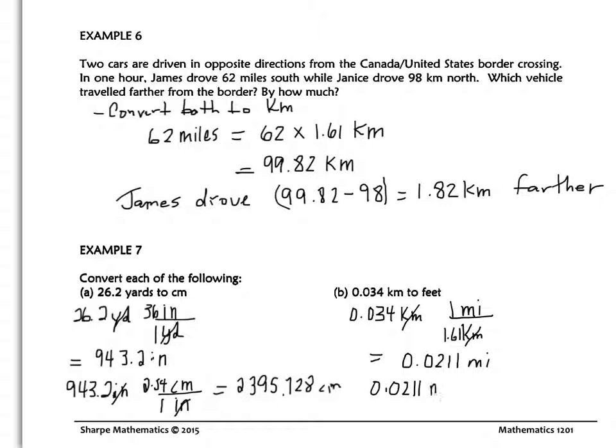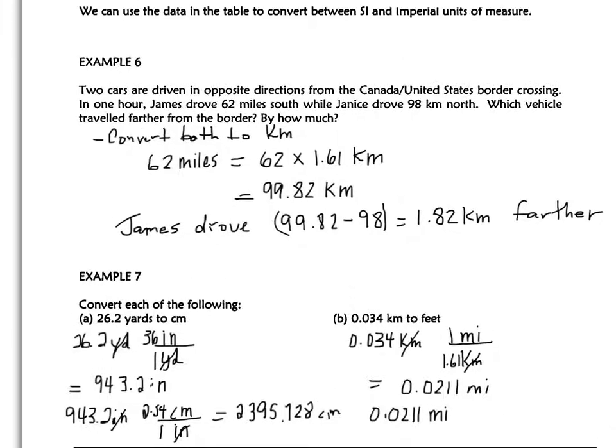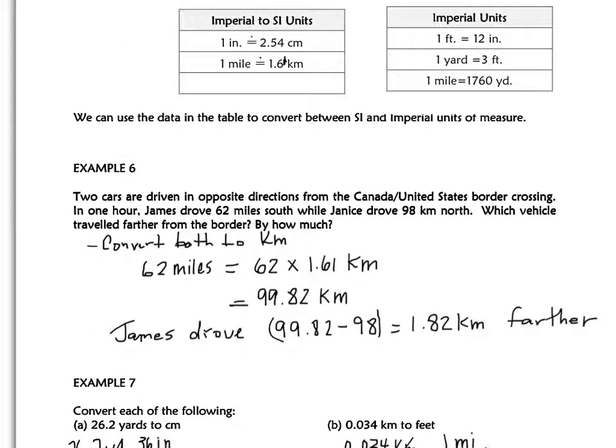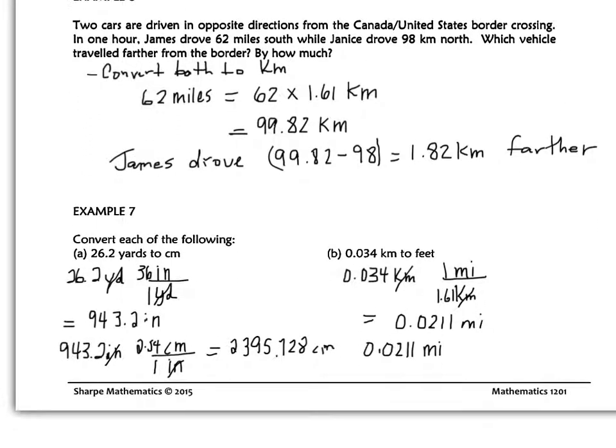And now we're going to convert that 0.0211 miles to feet. If we go back to our chart again, I don't think the chart has miles to feet, but it does have miles to yards, and we know that every yard is 3 feet. So if you want to skip a step there, you can say 1,760 times 3 will give you 1 mile to be 5,280 feet.